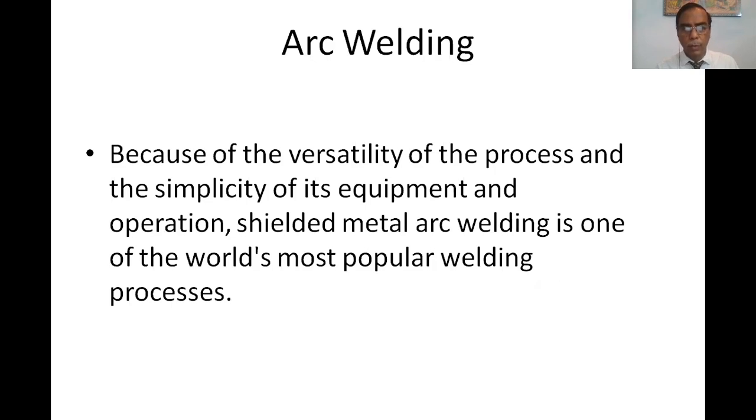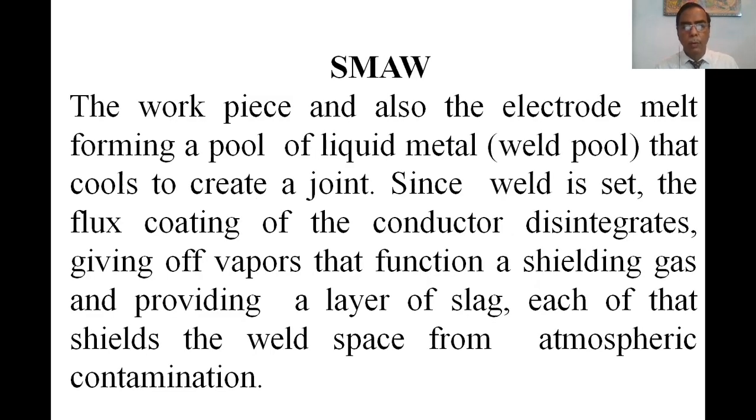Because of the versatility of the process and the simplicity of its equipment and operation, shielded metal arc welding is one of the world's most popular welding processes. The arc melts the workpiece and the electrode, forming a pool of liquid metal, the weld pool, that cools to create a joint. As the weld is laid, the flux coating of the electrode disintegrates, giving off vapor that serves as a shielding gas and providing a layer of slag. Each of these shields the weld area from atmospheric contamination.